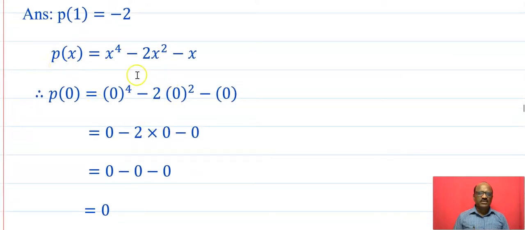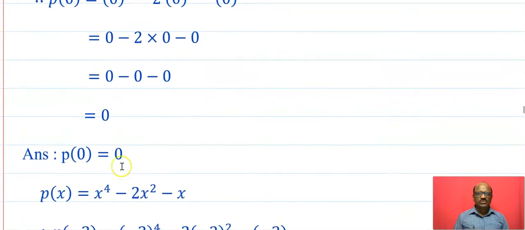P of x is equal to, again put x equal to 0. 0 raised to 4, 2 into 0 square, and overall 0. And that p of 0 is 0.